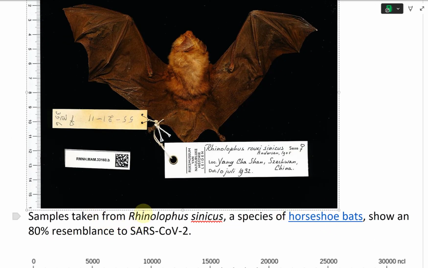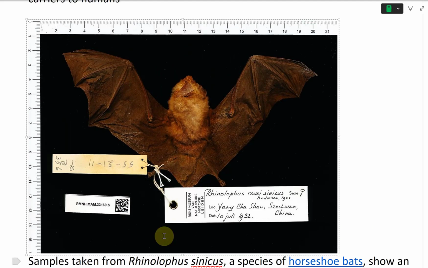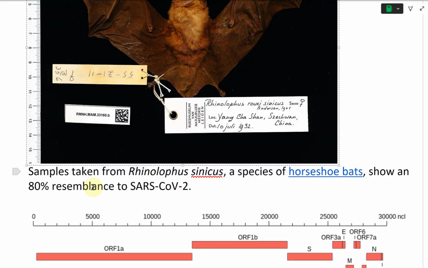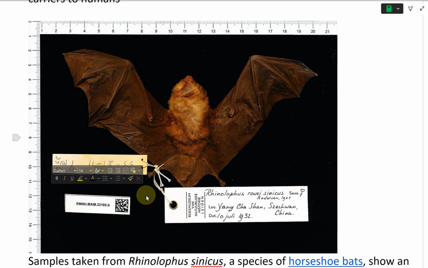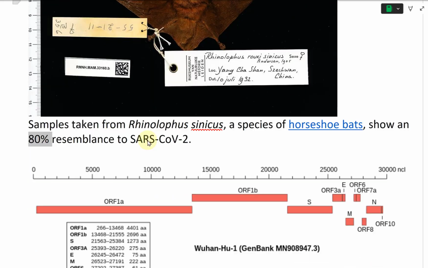So samples taken from Rhinolophus sinicus, a species of horseshoe bats, show an 80% resemblance to SARS-CoV-2. So supposedly samples from it, they do some sequencing, assume there's a virus in this bat, and then somehow they match up with SARS-CoV-2, or an 80% resemblance of it. So yes, poor bat there.